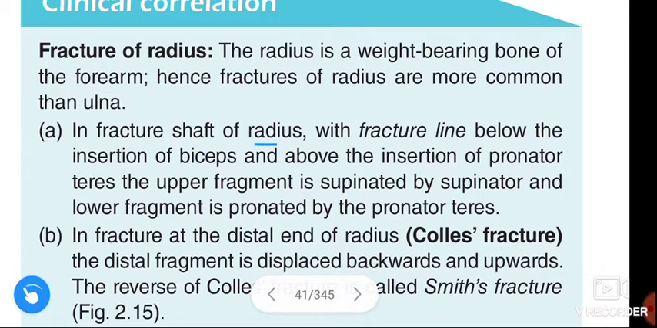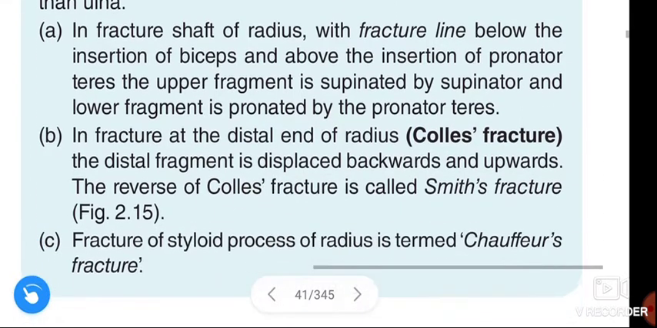In fractures of the shaft of radius with fracture line below the insertion of biceps and above the insertion of pronator teres, the upper fragment is supinated by supinator and lower fragment is pronated by pronator teres.